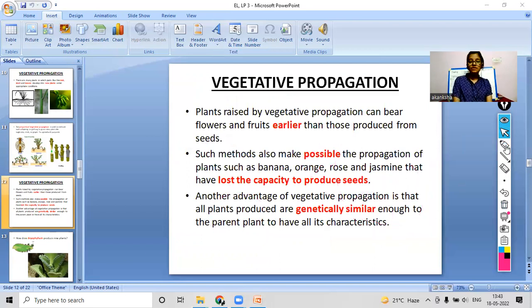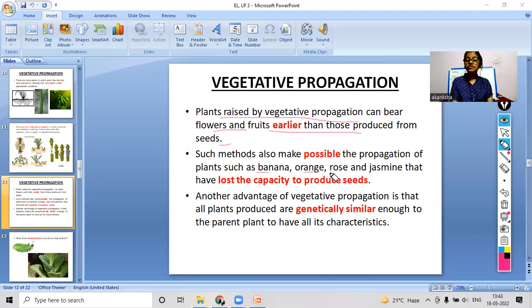So yes, what happens in vegetative propagation is that plants raised by vegetative propagation can bear flowers and fruits earlier than those produced from seeds. Why do they produce earlier? Because they are grown from a whole part, so they develop faster. That's the reason they bear fruits and flowers earlier, right? And such methods also make possible the propagation of plants such as banana, because banana does not have any seeds. So how will it grow? It grows through vegetative propagation.